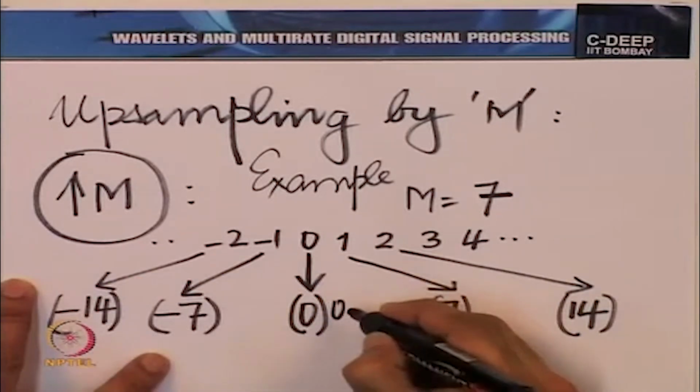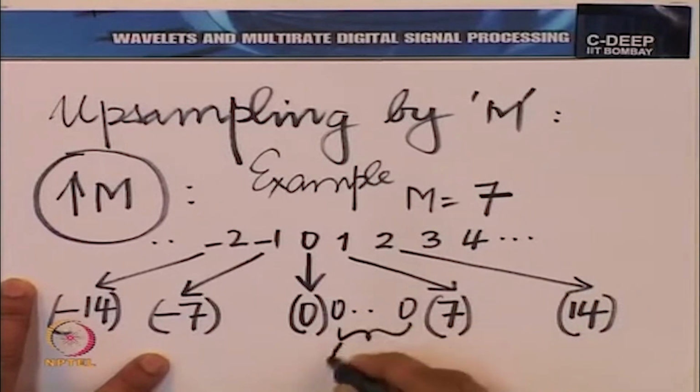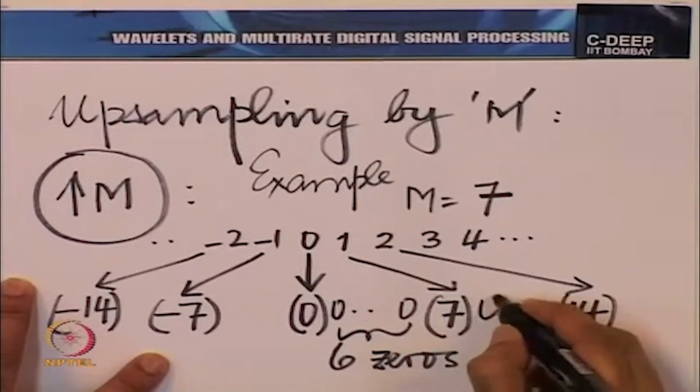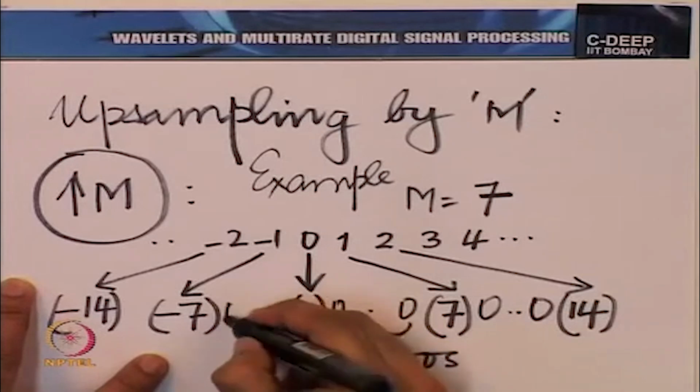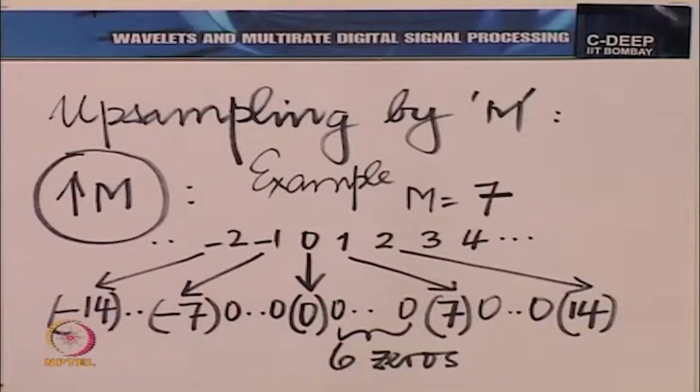In between, you would insert zeros. So, how many zeros would you insert here? 6 zeros. Here too 6 zeros in between. Here also 6 zeros and so on. So, this is upsampling by a factor of 7.